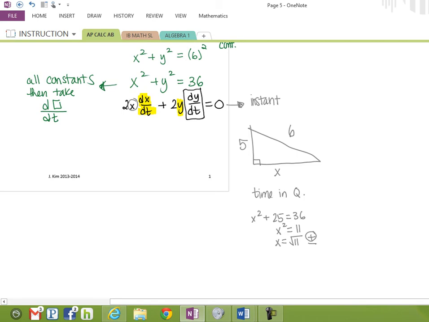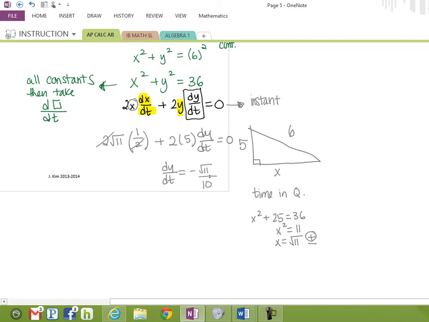Notice I did not do that in the beginning, and that's because it wouldn't be a generic number to all of my sketches. So 2 root 11 times dx/dt, which was 1/2, plus 2 times y, which was 5, dy/dt equals 0. And therefore, we have everything we need. Simplify this a little bit, and we get that dy/dt is equal to negative root 11 over 10.